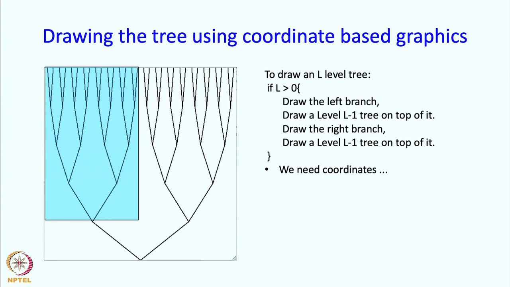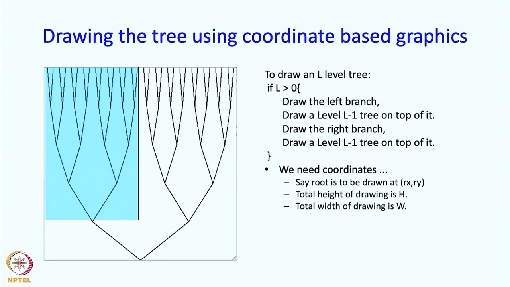Okay. But of course, in order to draw, we need the coordinates. And so when we say draw, we need to specify the coordinates. We need to tell our program where we want the tree drawn. So maybe one of the arguments could be Rx and Ry, which define the point at which the root is supposed to be drawn. So we are going to tell our function that the root has to be drawn at Rx, Ry. Then we also should tell our function what is the total height of the drawing. By height, I mean this entire extent. So let's say we tell that and we use the name h for it. Similarly, we tell that the width is w. Okay.